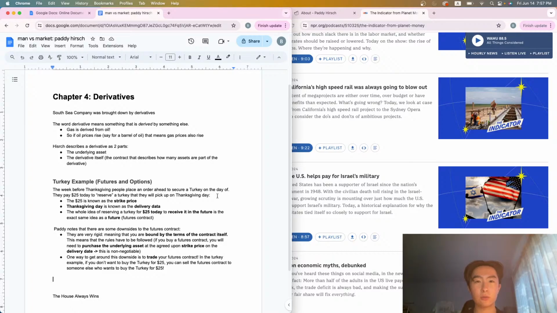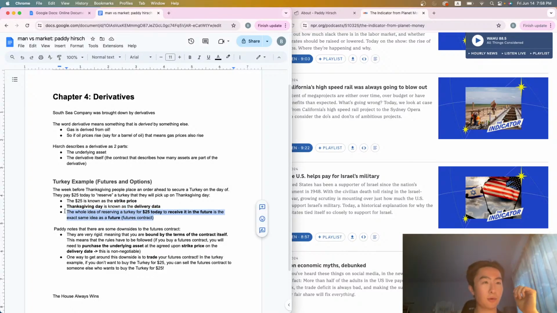So in order to get around that, you can buy something called a futures contract, which is kind of this ability to reserve a turkey in advance for a set price. In this example, the price is $25. Now, using some financial jargon, $25 is known as the strike price. So that's the price you're paying today to get the turkey in the future. And Thanksgiving Day is known as the delivery date. So that's the day in which the turkey is going to be delivered to you, or probably you're going to go to the store and pick it up.